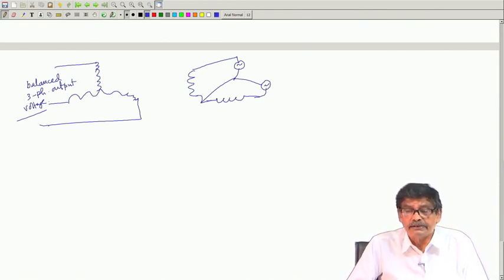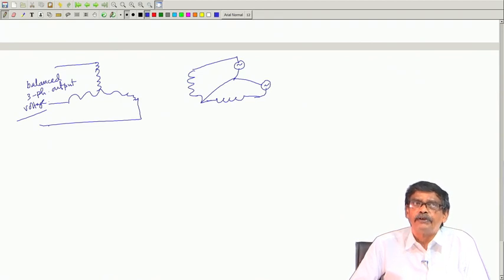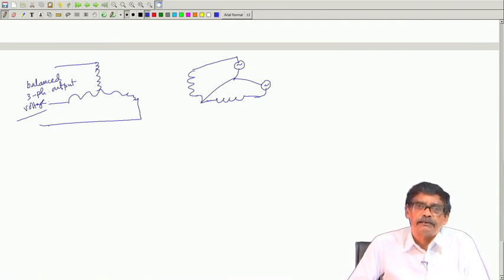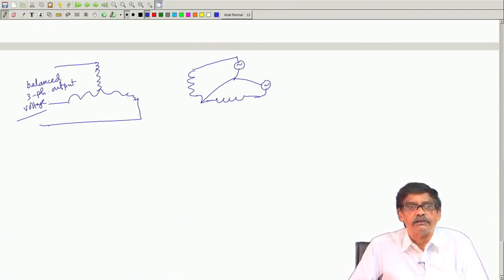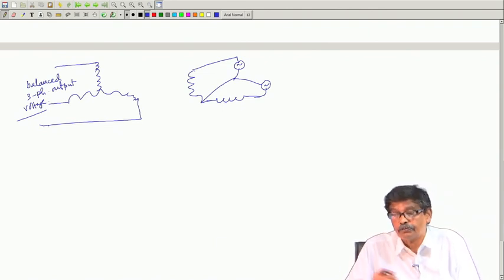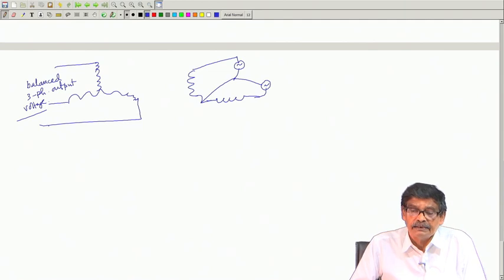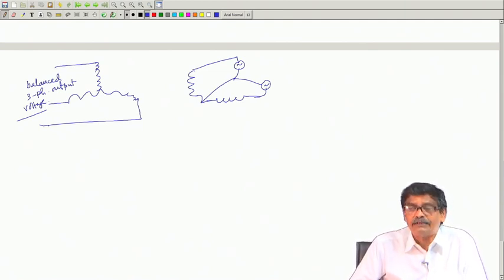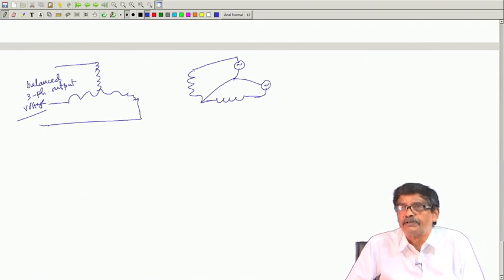Anyway, Scott connection is popular because of the fact that two phase supply is not readily available. What is available is 3 phase supply, single phase supply, these things are available in your lab or wherever. And if you have a 2 phase load, for example, a 2 phase induction motor or things like that, or a 2 phase furnace, then Scott connection you have to use, and of course, balanced loads are preferred.